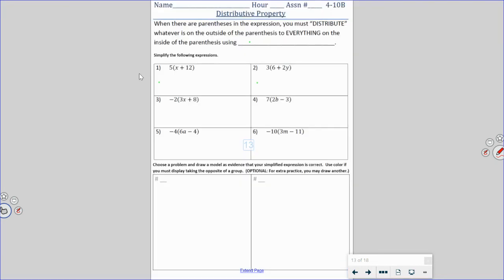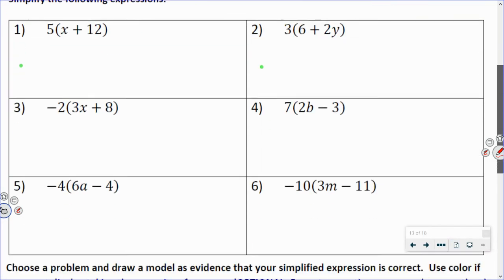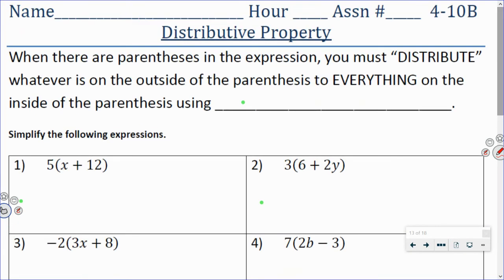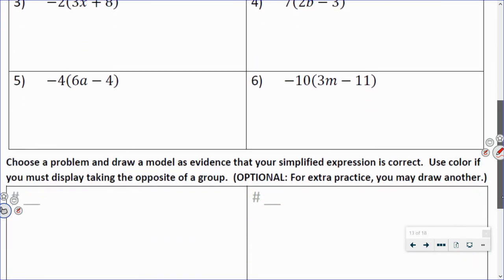All right, so the worksheet is on the online agenda. If you want, I will do a few problems with you, noticing that anytime we're dealing with parentheses and an expression, you want to make sure to distribute whatever is on the outside to everything on the inside using multiplication. So here's what I mean. Let me go down to number 5.